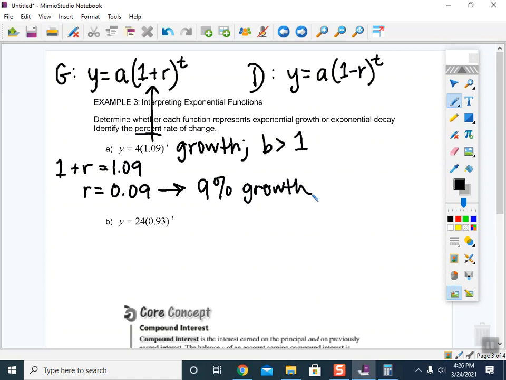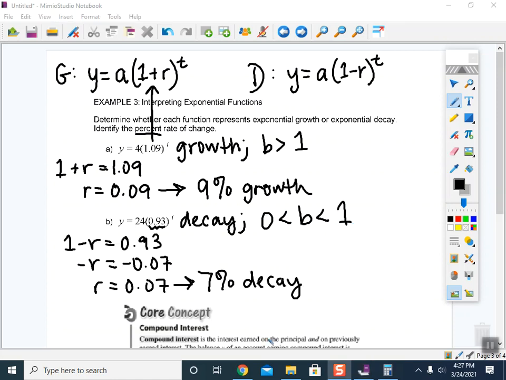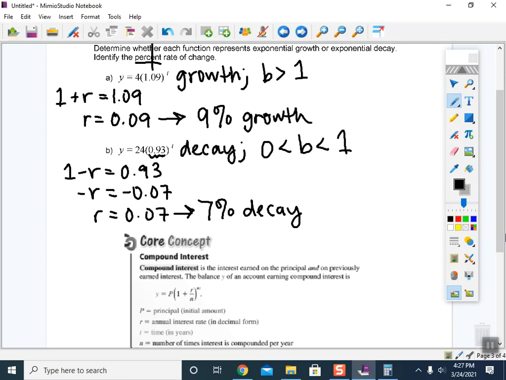If we look at part B, I can notice that my b value in here is between 0 and 1. So that means that this is decay. I know that because 0 is less than b is less than 1. Go ahead and pause the video now and figure out what the rate of change would be for part B. Okay, so you should have gotten a 7% decay rate for the second one.